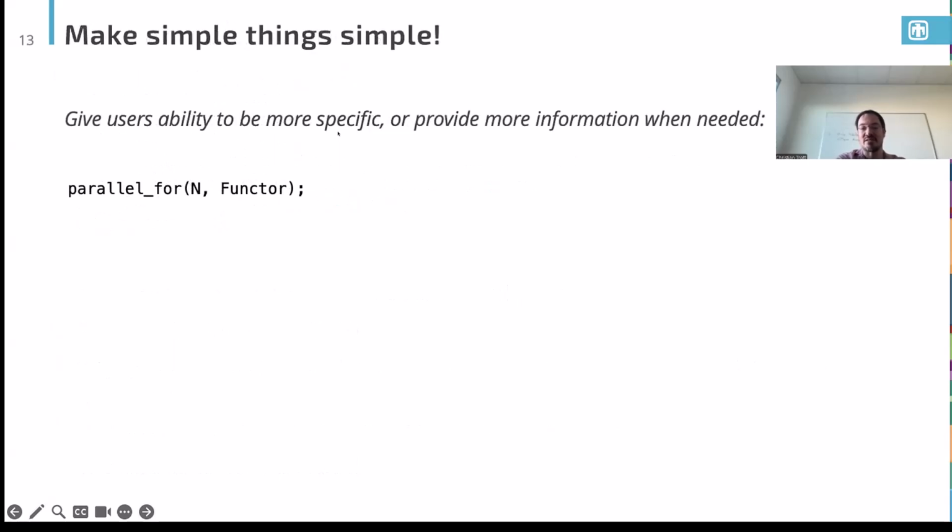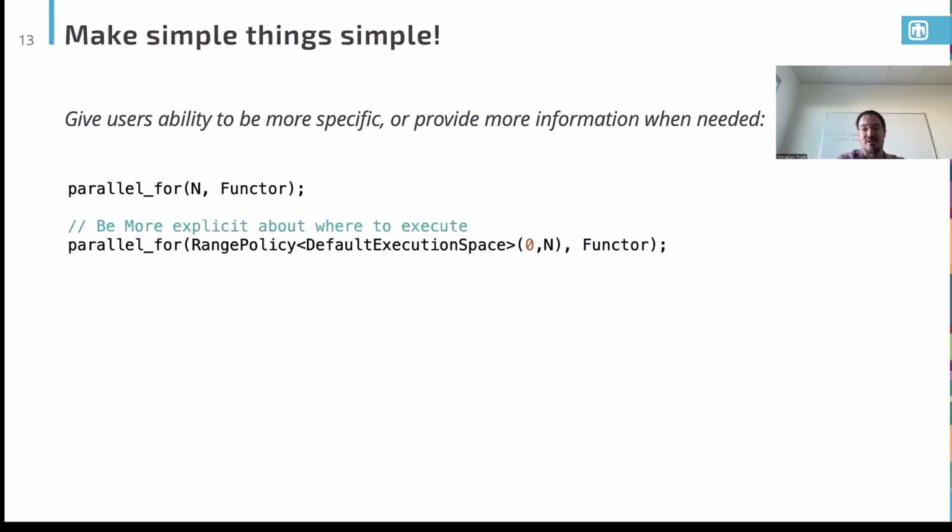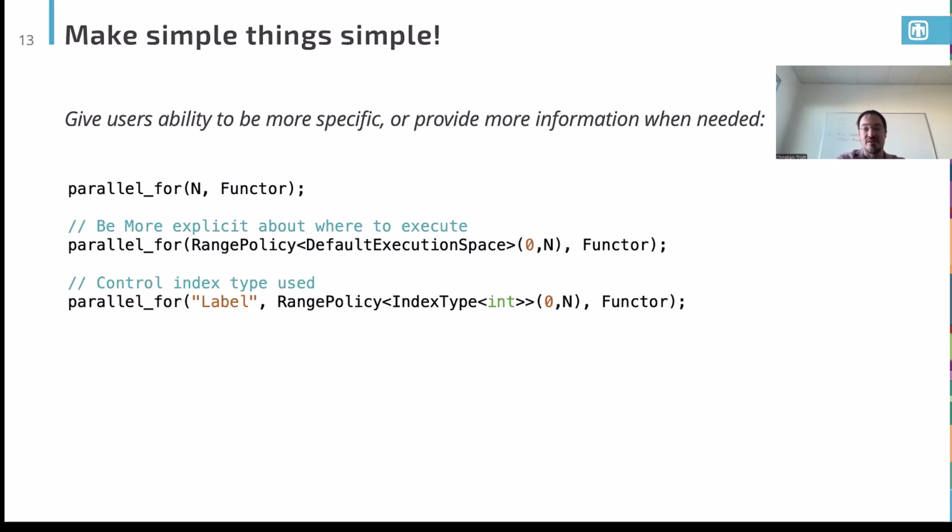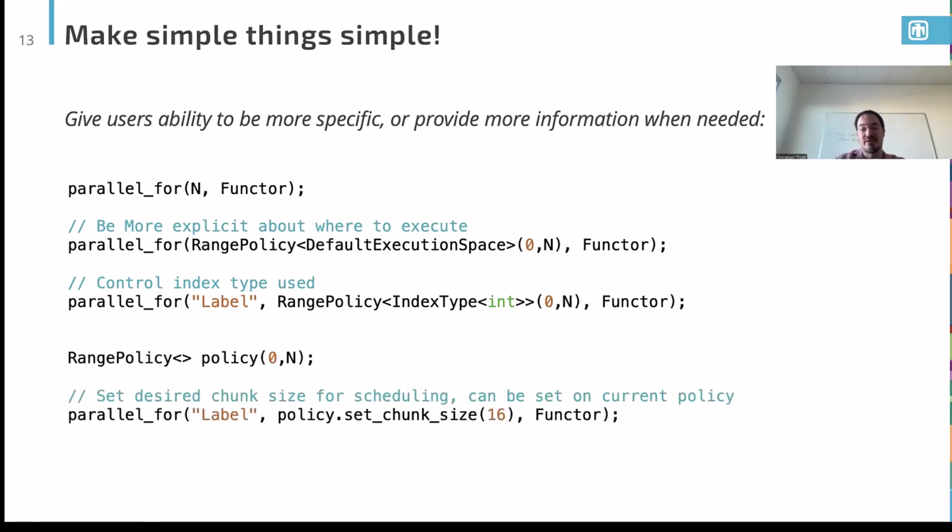What we are really doing is giving users the ability to be more specific when they need it, but by default we make the common choices for you. That's where we started with this parallel_for and functor, which really is your range policy in the default execution space going from 0 to n. You can give it an index type. Again, what this means is you left the execution space out, so it's the default execution space. You only provide the information you want to customize. You don't need to customize everything if you can't customize anything. You can do things like set chunk sizes, etc.